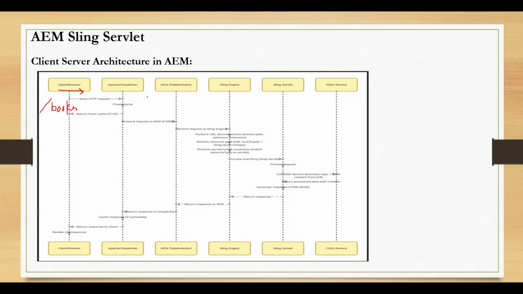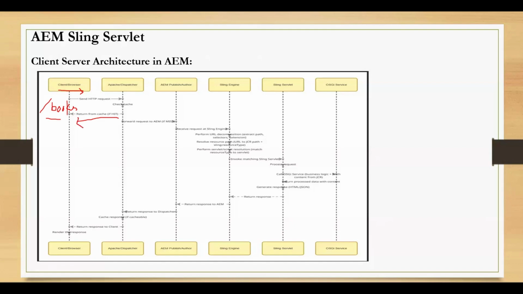First it will go to the Apache dispatcher, everyone. It will always go to the dispatcher first when we make any request. We first check whether the information for the request we are making is already available in the dispatcher or not. If it is available, without going to further steps it will return the cached response, directly to the client, and it will be displayed in the client.